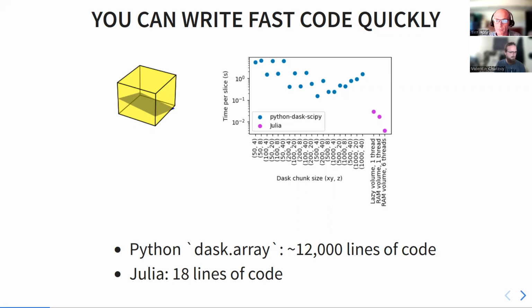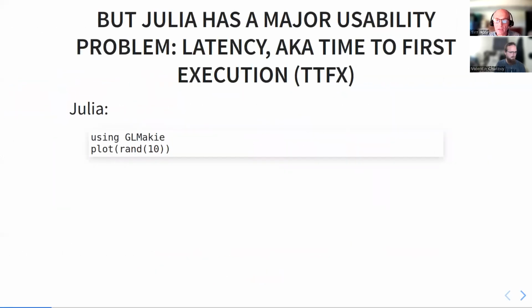So not only can you write fast code, but you can write fast code that outperforms Python within very few lines of code. However, Julia does have a major usability problem, and this is often called its latency, or the time to first plot, or the term that we'll be using most often in this talk, time to first execution. And we actually want to do a little demo of this, just so you see for yourself what this is really like. So I'm going to copy this command here.